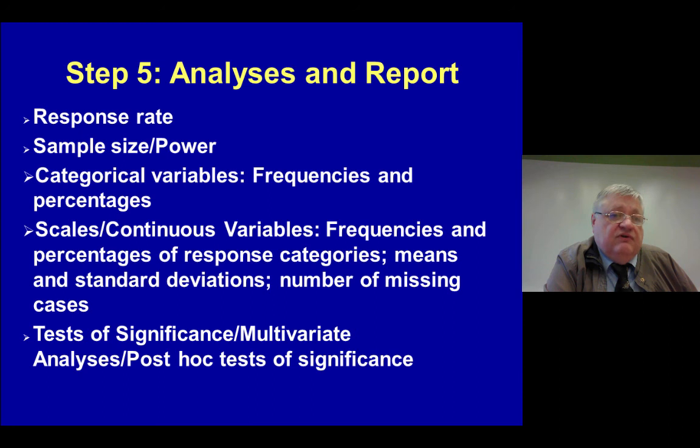If you have categorical variables, so the male, female, people between the ages of 30 and 39, you're going to calculate the frequencies and percentages for each of those categories and report that. If you have a scale, so like a Likert scale, or a continuous variable, so for example the actual age in years, or it could be a laboratory result, say the A1C levels or lipid levels, then you can report also the frequencies and percentages, but you're also going to be reporting means and standard deviations and number of missing cases.